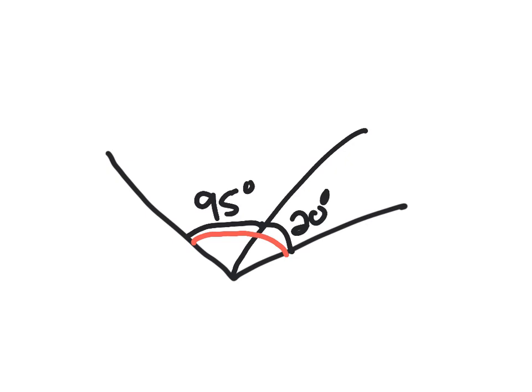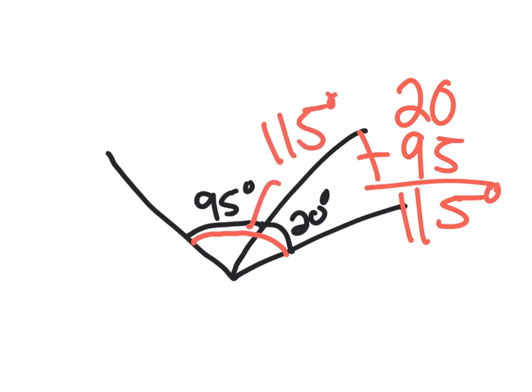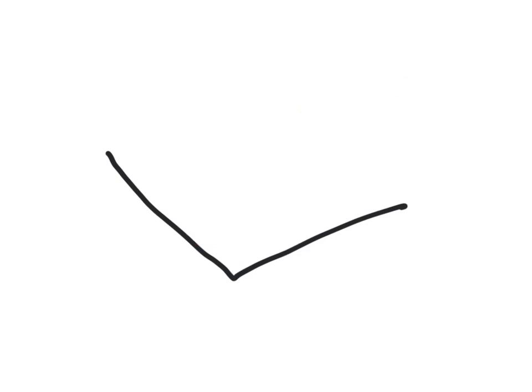Think about it for a minute. We are going to add them together. 20 degrees plus 95 degrees equals: 0 plus 5 is 5, 2 plus 9 is 11, equals 115 degrees. So this angle equals 115 degrees. Okay, so that was kind of a quick but fun way to introduce that.